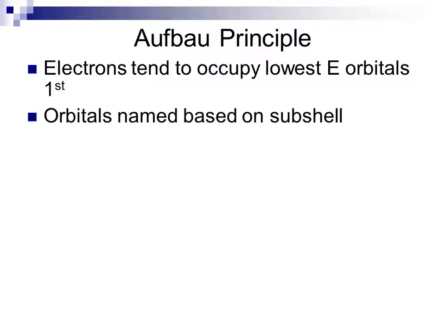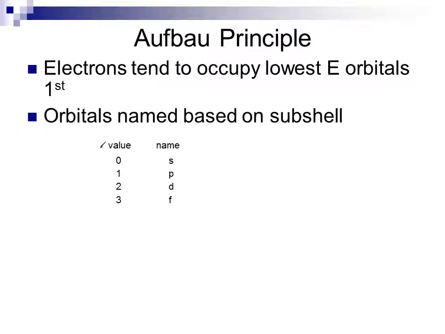The orbitals within an atom are named based upon their subshell. The l value determines the particular name of the subshell. The value of 0 is called an s subshell. The value of 1 is a p subshell. 2 is a d subshell. 3 is an f subshell, and so on.